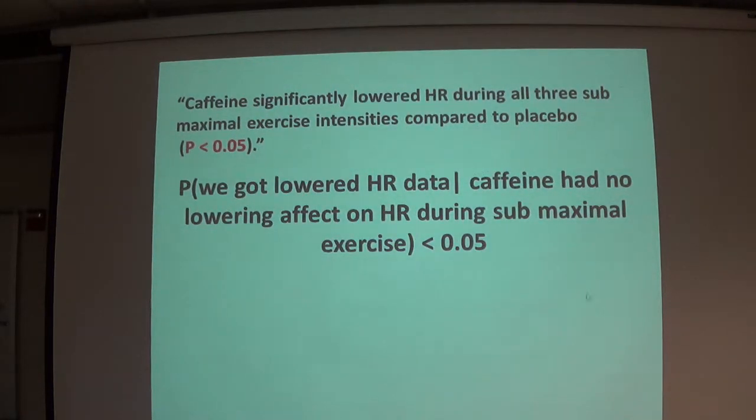We got lowered heart rate data, assuming caffeine's not going to lower heart rate. Contradiction or not contradiction? Yeah, it is, because you said caffeine wasn't going to lower heart rate. But what did it do? It lowered heart rate. How can you tell it's going to be a contradiction? Where's the indicator? Less than 0.05. Exactly, the p-value less than 0.05.